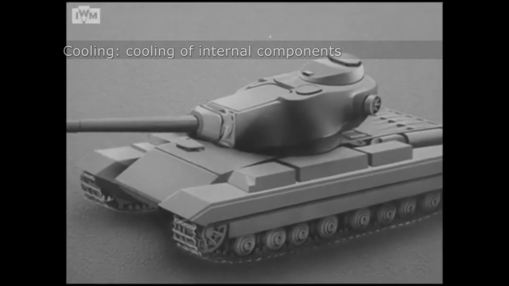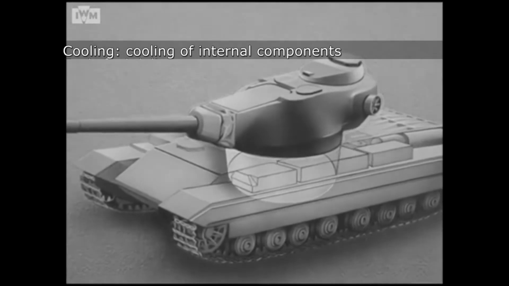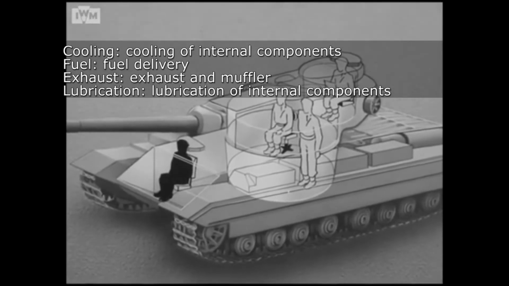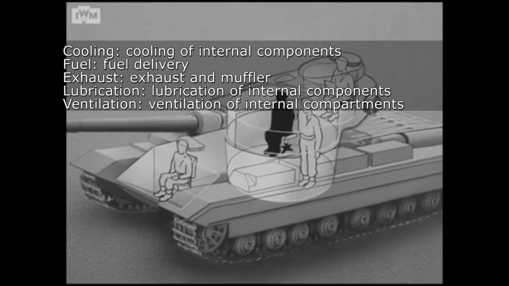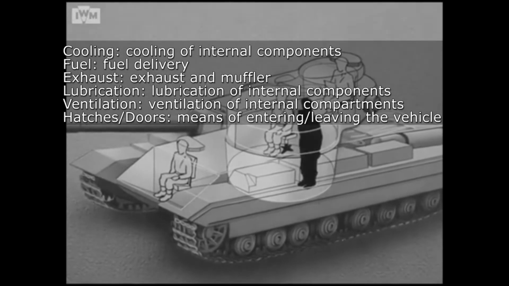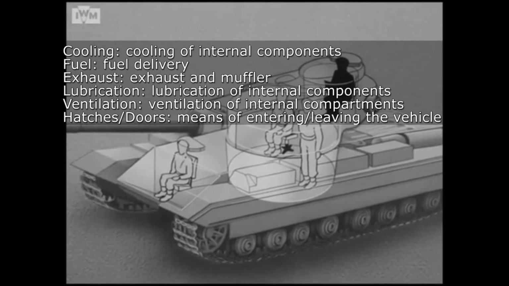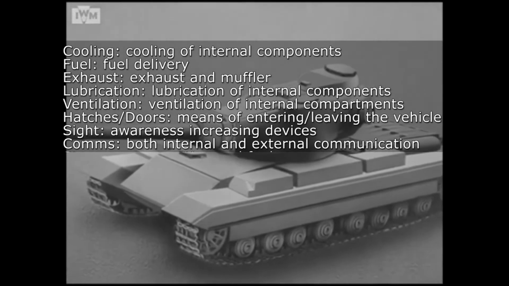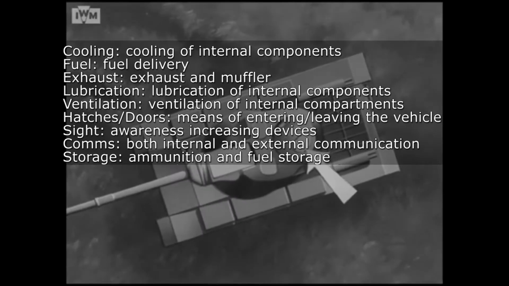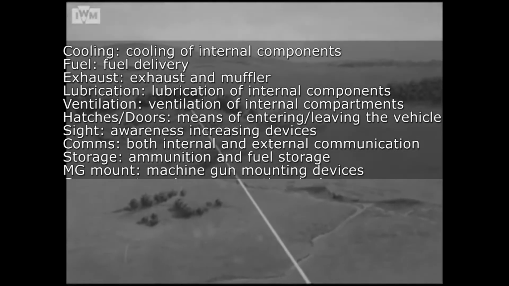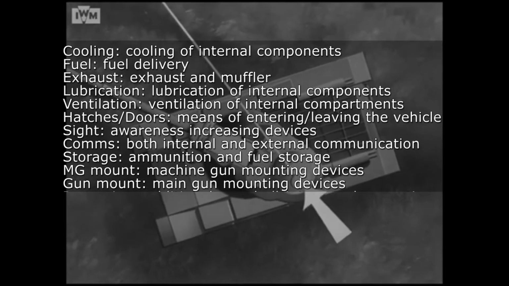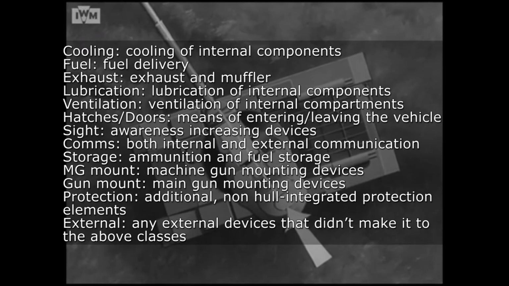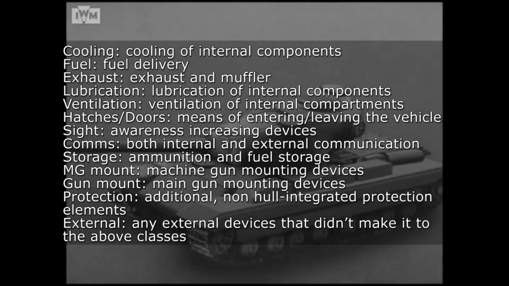The hull. Cooling for the cooling of internal components, fuel for fuel delivery, exhaust for exhaust and muffler, lubrication for the lubrication of internal components, ventilation for the ventilation of internal compartments, hatches and doors for means of entering and leaving the vehicle, sight for awareness increasing devices, communications for both internal and external communication, storage for ammunition and fuel storage, MG mounts for machine gun mounting devices, gun mounts for main gun mounting devices, protection for additional non-hull integrated protection elements, and external, any external devices that didn't make the above classes.